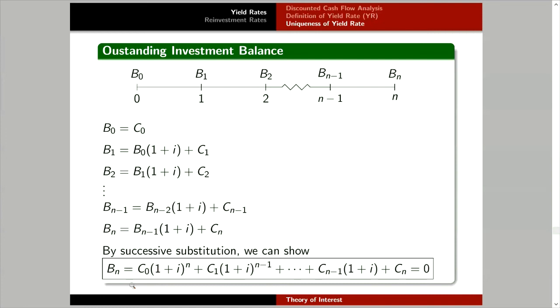O, bakit equal sa 0? Why is B sub n equal to 0? Because ito na yung end ng investment period. Ito na yung time na totally kukunin na ni investor yung investment niya. Ipo-pull out niya na lahat ng amount na nandoon sa fund. So that's why the outstanding investment balance at time n is 0. Pull out na lahat ng investment by the end of the investment period.